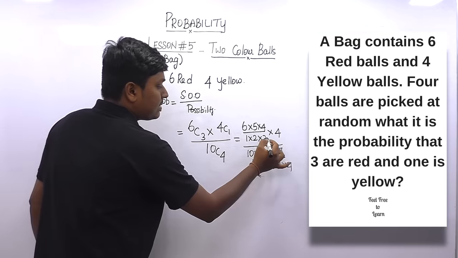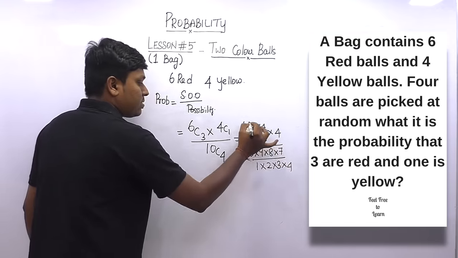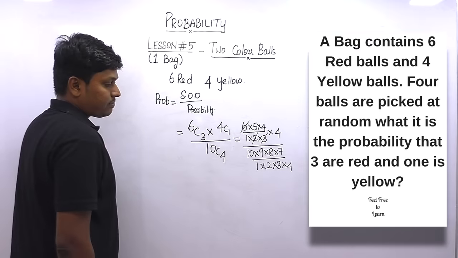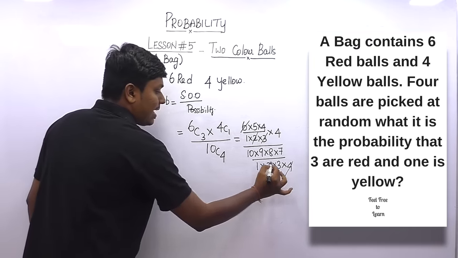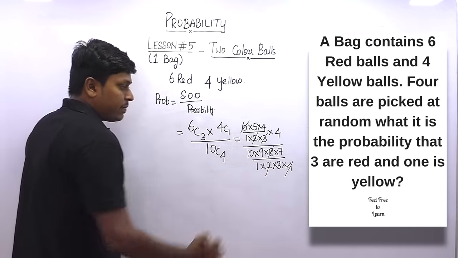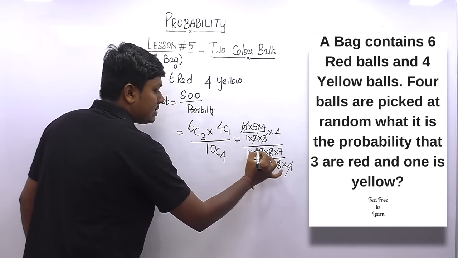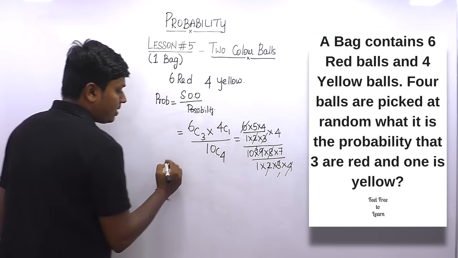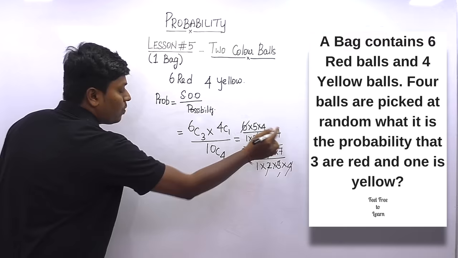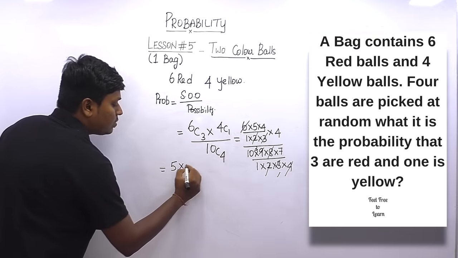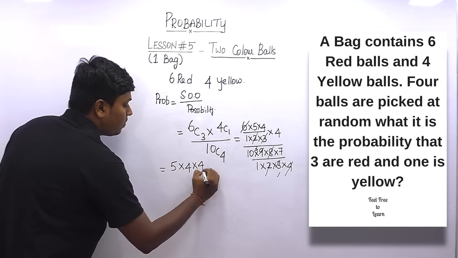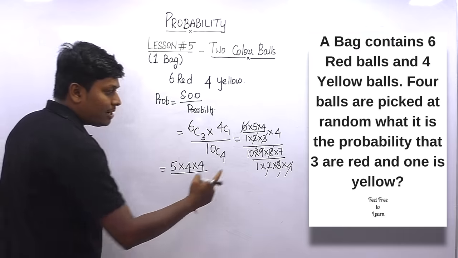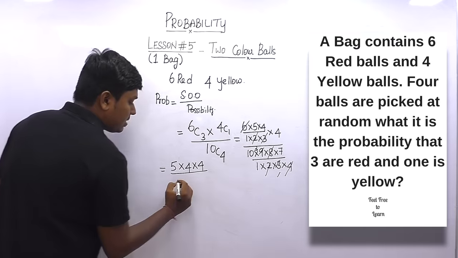So now we can cancel this. 3 2s are 6, so we can directly cancel this 6. Next term, 4 2s are 8, again we can cancel this 8. 1 3s are 3, 3 3s are 9. So finally, in the numerator, we have 5 into 4 into 4. So this is the numerator, 5 into 4 into 4 divided by, look at the denominator, 10 into 3 into 7.